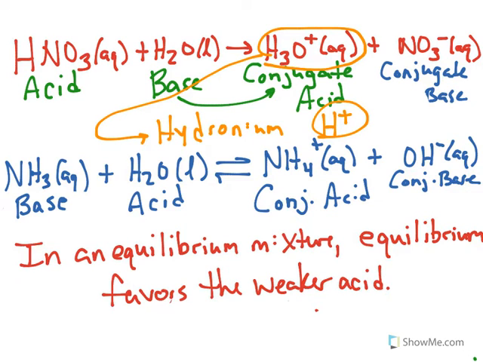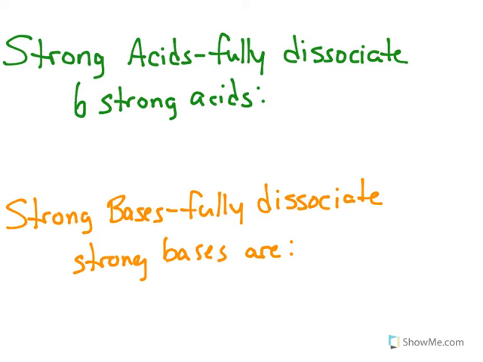And one more thing, in an equilibrium mixture, equilibrium favors the weaker acid. So what this means is if you mix two weak acids together, equilibrium is going to push itself to favor the even weaker acid. The same is true for bases. If you mix two weak bases together, equilibrium is going to favor the weaker one. And we'll talk more about that in future lessons.